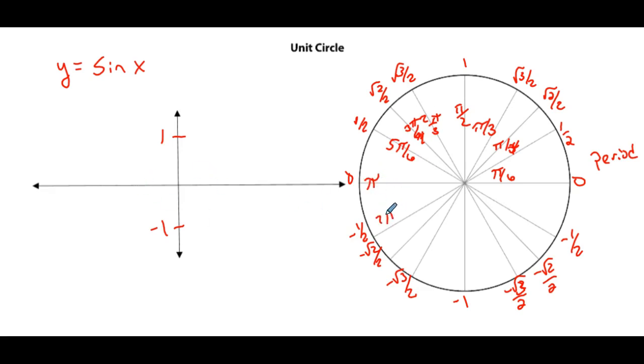And we'll continue: 7 pi over 6, and then 5 pi over 4, and then 4 pi over 3, and then 3 pi over 2, and then we'll come back over here, and this would be 5 pi over 3, 7 pi over 4, and 11 pi over 6. And then back to 2 pi.